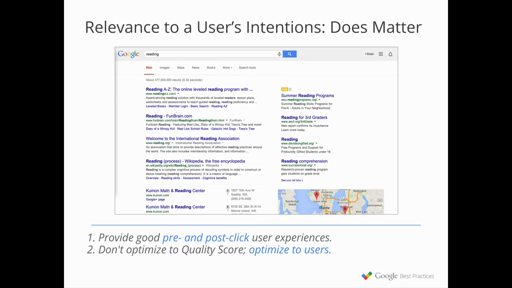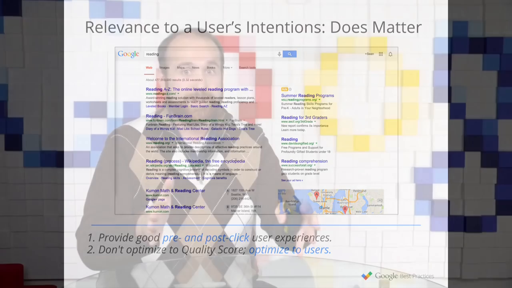This is really kind of the takeaway, the thesis statement, if you will. If you want to talk about freshman year literature at college, write a good thesis statement. Quality score is about a user's intentions and being relevant to them. So just think about that. Optimize to your users. I think that's really kind of the takeaway of the day.